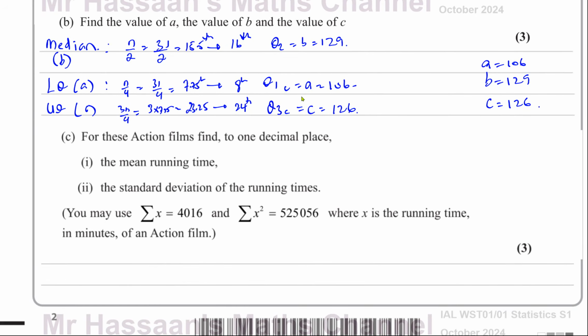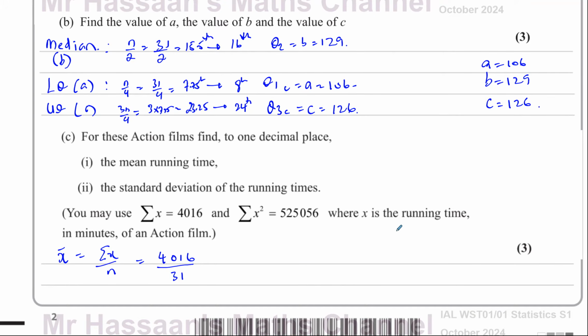All right, now we're going to do part C. It says, for these action films, find to one decimal place the mean running times and the standard deviation of the running times. So the mean running time: the mean is equal to the sum of x divided by the number of terms, which you already have the sum, so you don't have to add them together, which is 4016 over 31. That will be the mean running time for the action films.